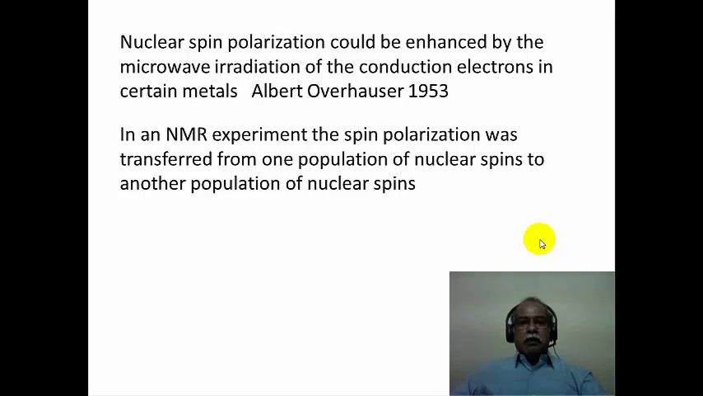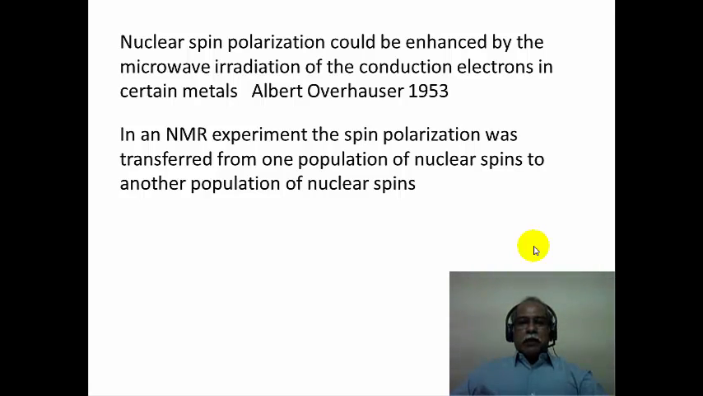Now, the phenomenon of nuclear Overhauser effect was discovered in 1953 by Albert Overhauser, hence the name Overhauser effect. He was studying metals, and what he observed was that the nuclear spin population could be enhanced by the microwave irradiation of the conduction electrons in certain metals. In other words, he was doing a double irradiation experiment of irradiating the electron spins using microwave irradiation and simultaneously observing the nuclear spin polarization.